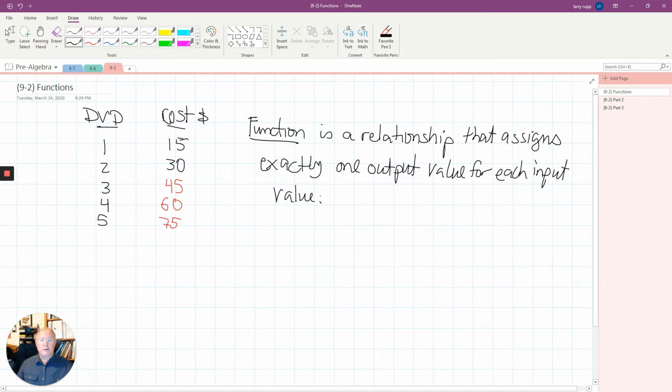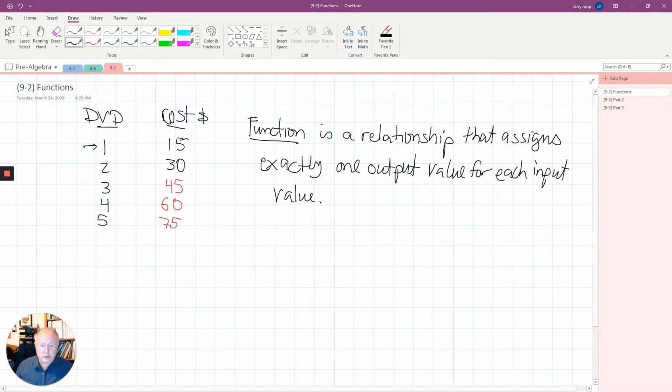So what does that mean really? Well, look over here at our table again. It says it's a relationship that assigns exactly one output for each input. So here's an input over here. This guy is an input. We input 1, we get out 15. We input 2, we get out 30. We input 3, we get out 45. Each one of these has one output. That's a function.